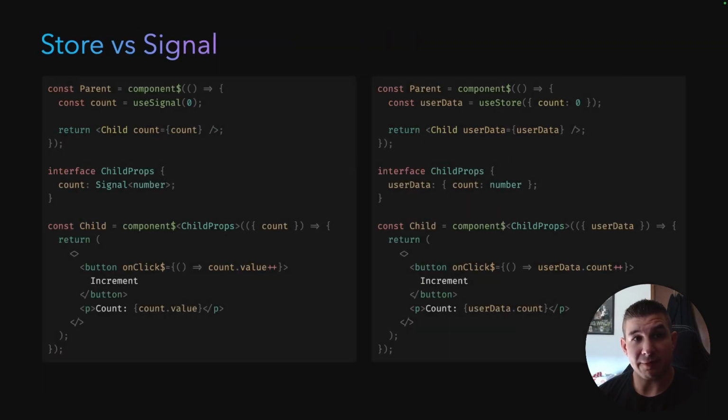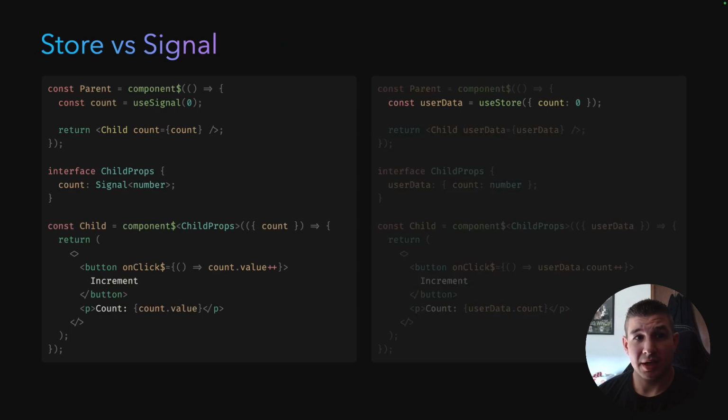One quick note is that if we want to keep the state as an object, they have another hook called useStore. Here's an example of how you do the same thing utilizing the useStore hook. Instead of the useSignal, we are using useStore. We pass it to the child essentially the same. The interface takes the store's shape.